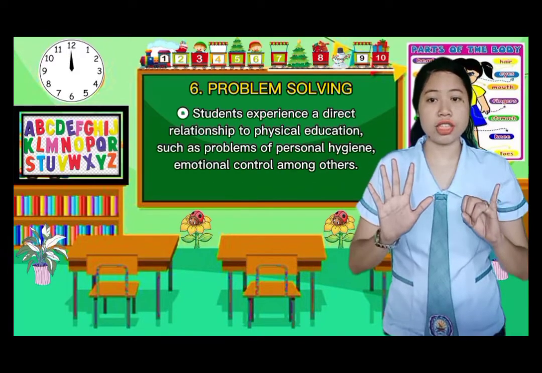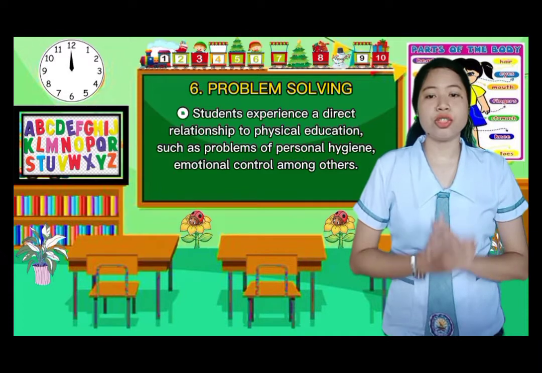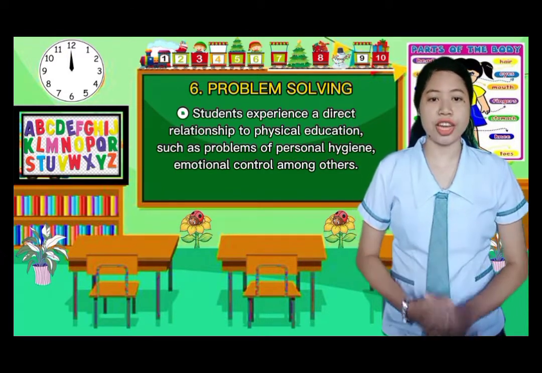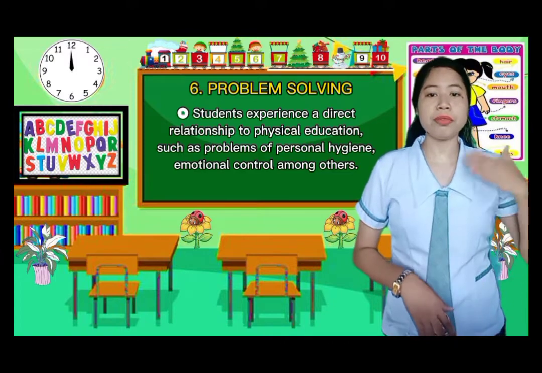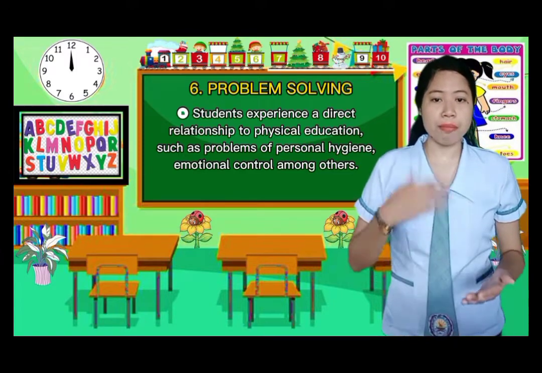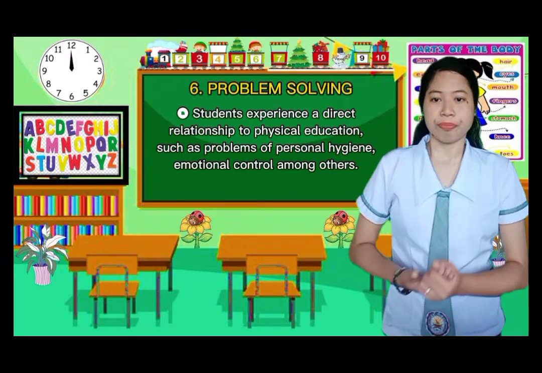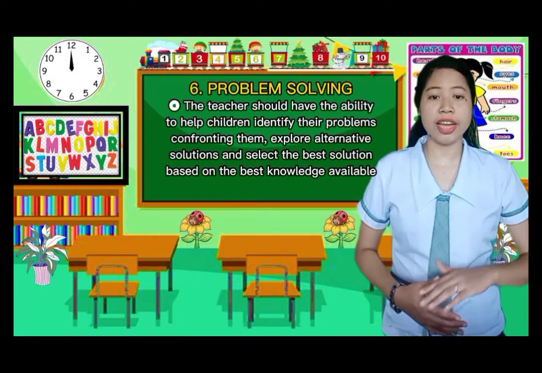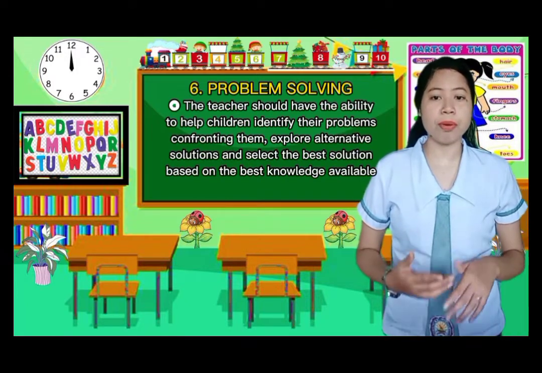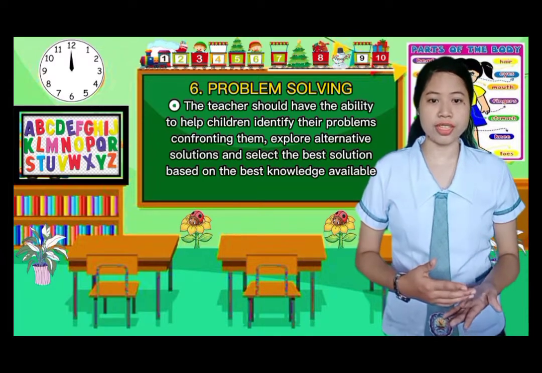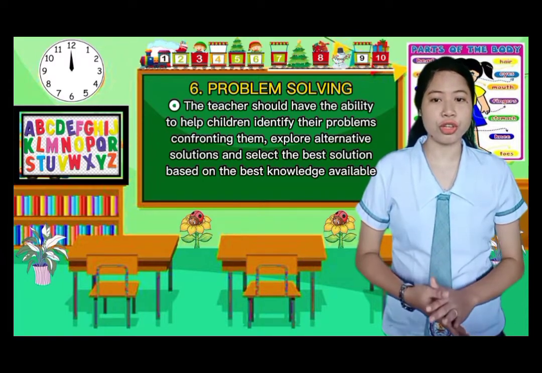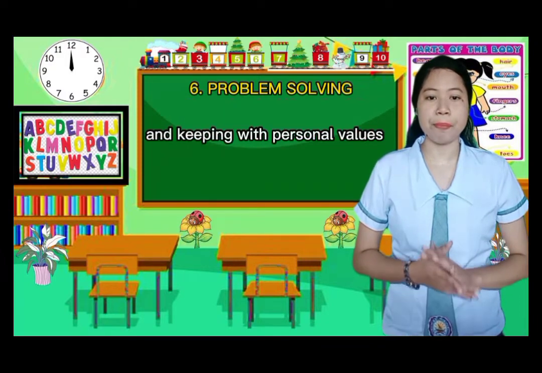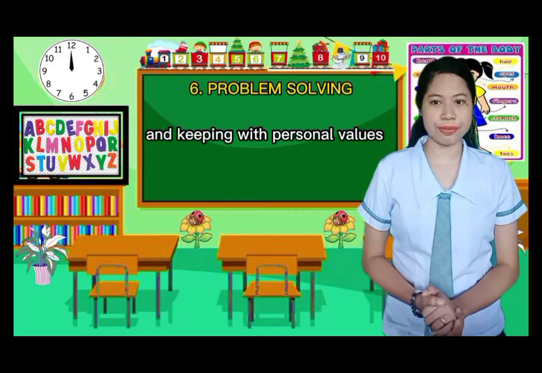Number 6 is problem solving. Students experience problems directly related to physical education, such as personal hygiene, emotional control, among others. The teacher should have the ability to help children identify their problems, explore alternative solutions, and select the best solution based on the best knowledge available and in keeping with personal values.